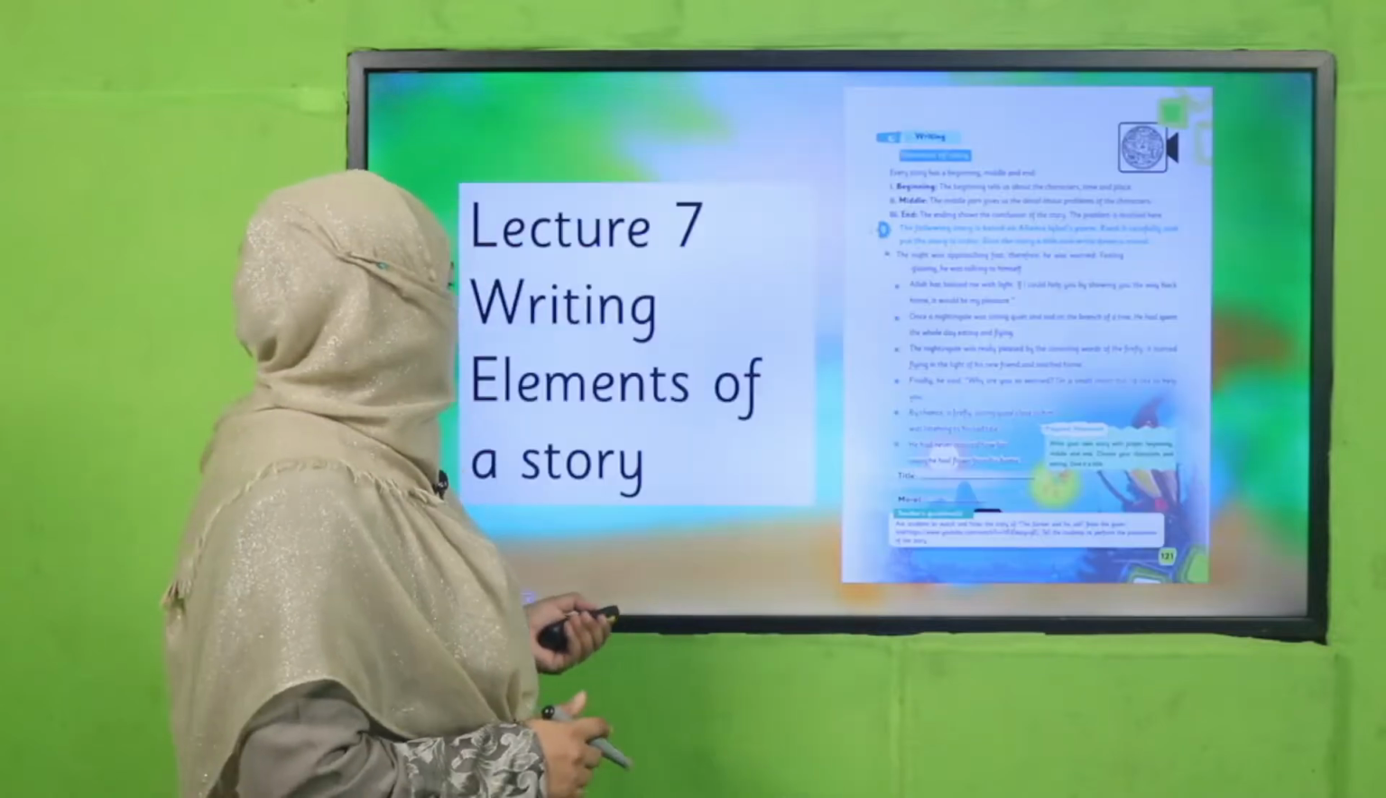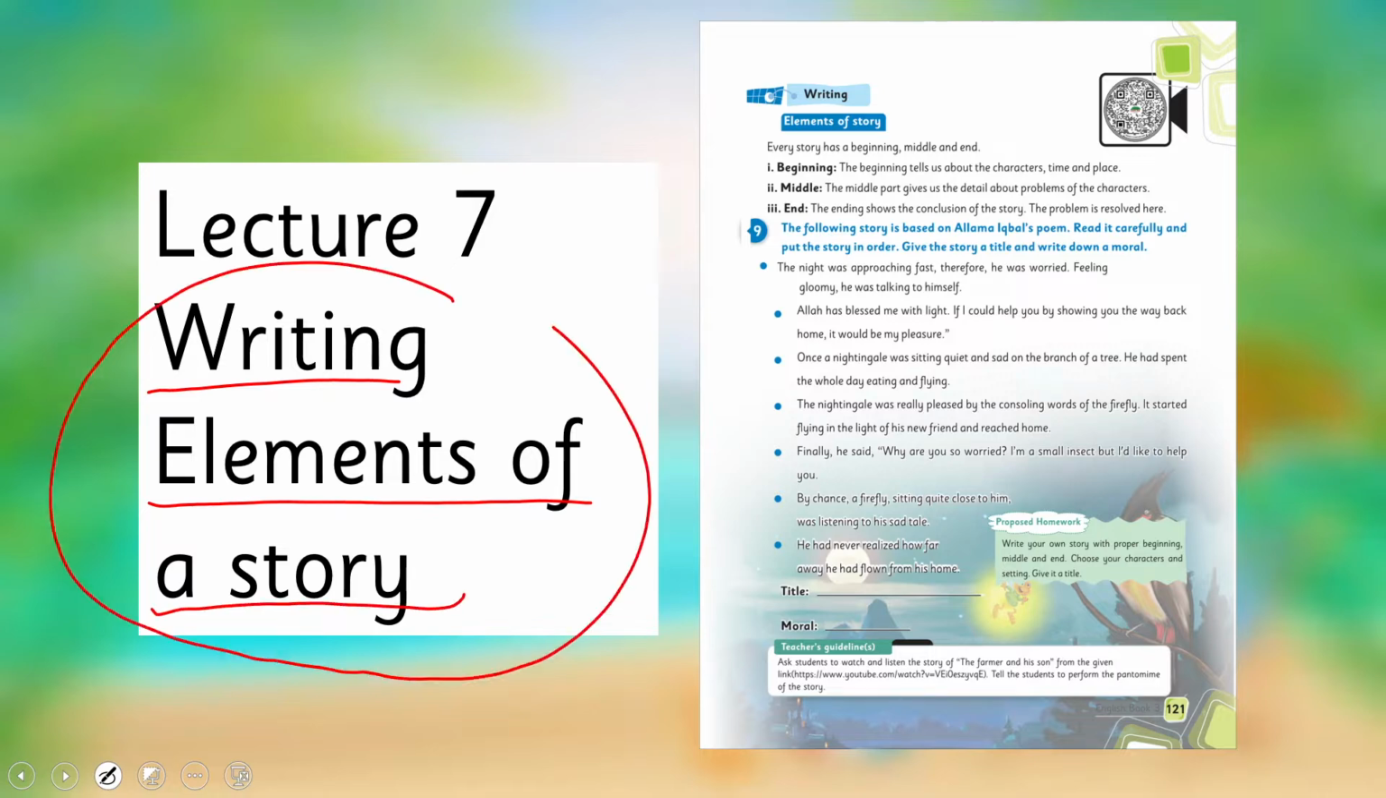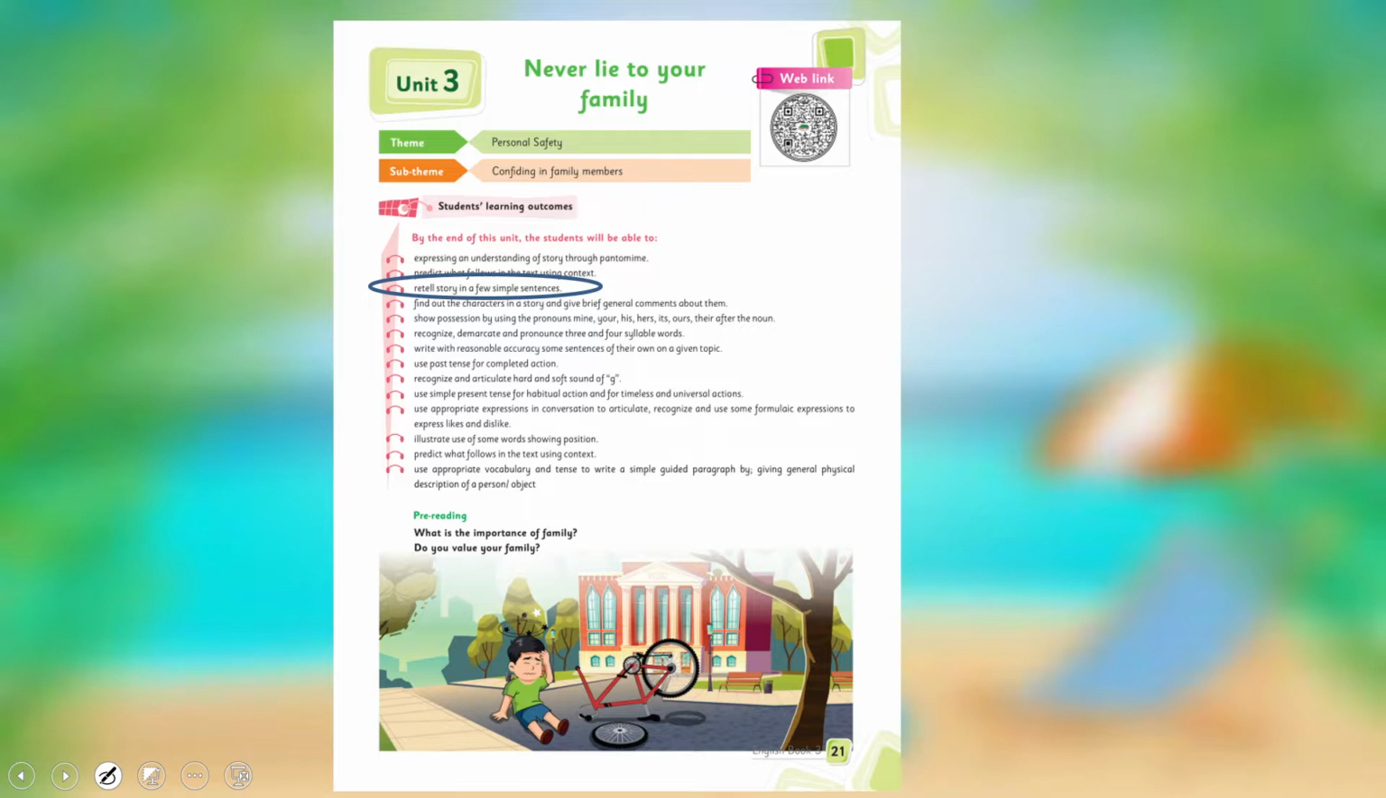Yes, my dear students, today we are going to learn writing elements of a story. So let's learn how to write a story. Before this, in unit 3, we have practiced how to retell a story. The better we retell the story, likewise we can write a story. This is what we are going to learn.